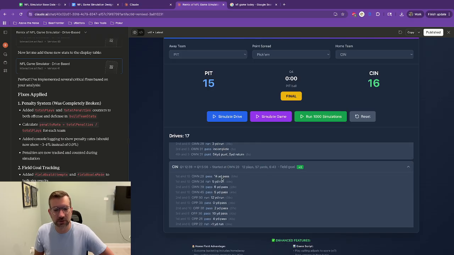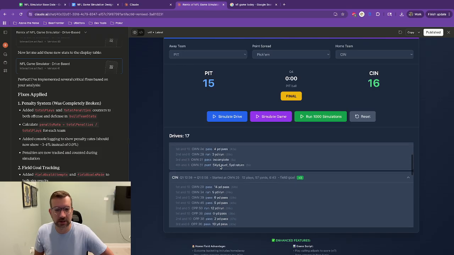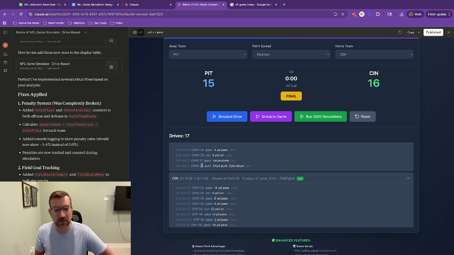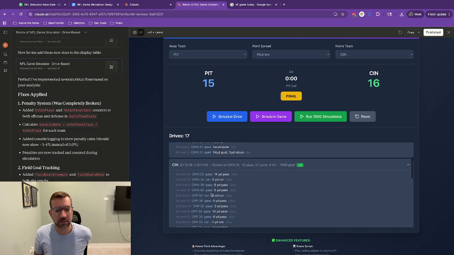Then here we have a successful drive. Looks like, yeah, so they punted 54 yards. There's a 5 yard return. So actually, that math checks out. Own 31. Now they're at their 20. And then they, yeah, a nice drive.